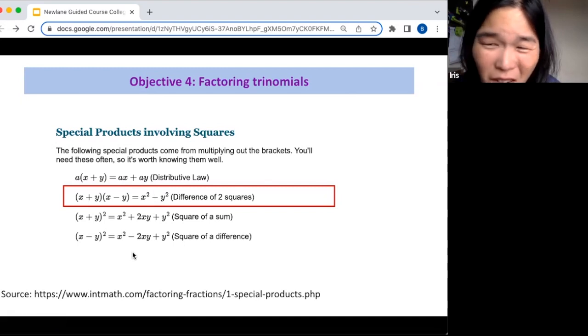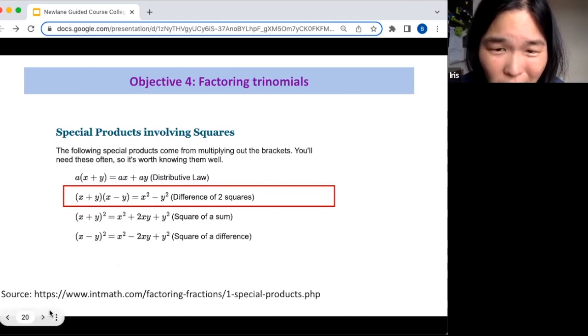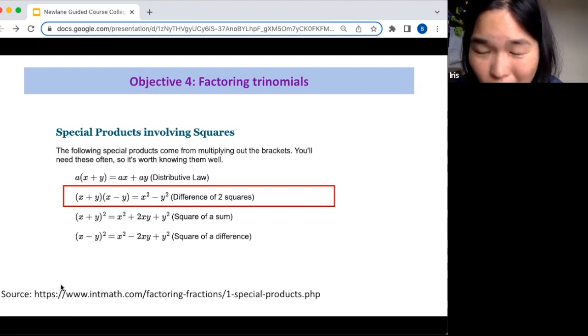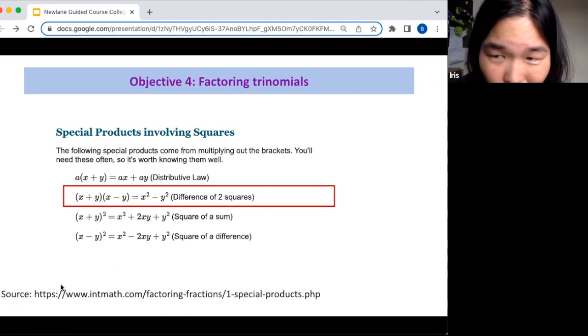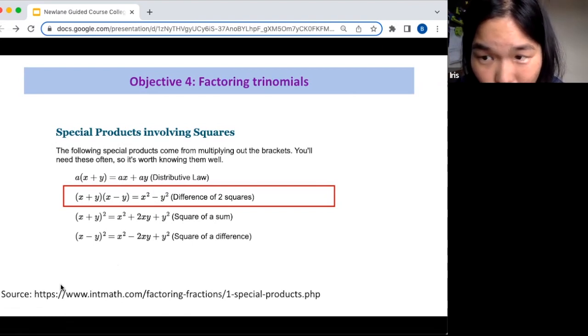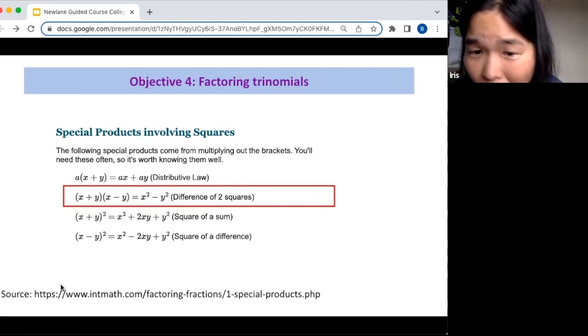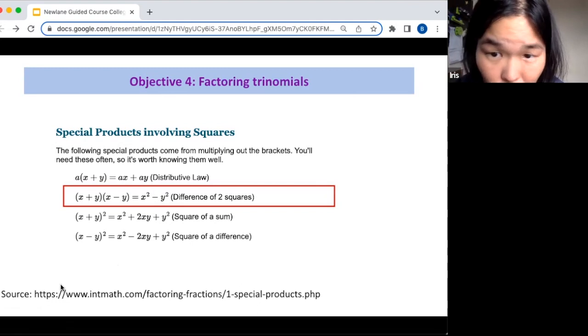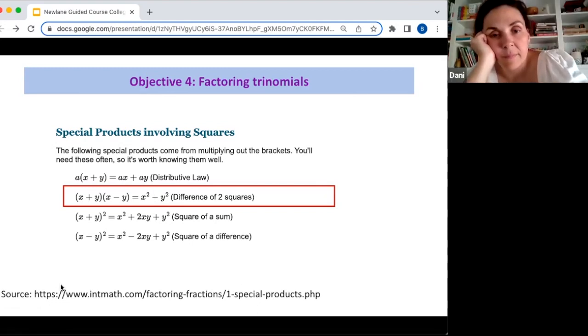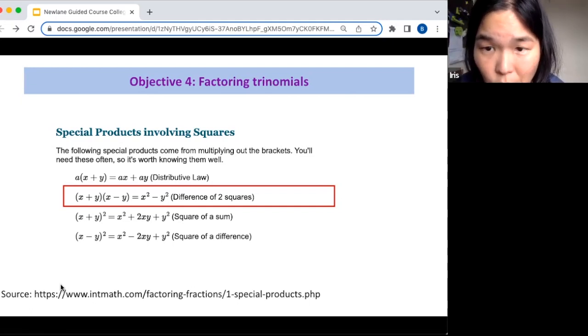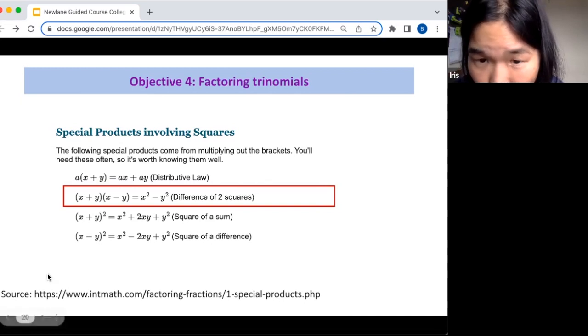There's something here that is a pattern recognition thing. You go from the left to the right, like when you say a times x plus y equals ax plus ay. When I have x plus y times x minus y, it gives you x squared minus y squared. I highlighted it because it shows up a lot when factoring this kind of polynomial. They will give you x squared minus 4 and want you to factor it into x plus 2 times x minus 2. And then the other one is when we expand x plus y squared, we get x squared plus 2xy plus y squared.